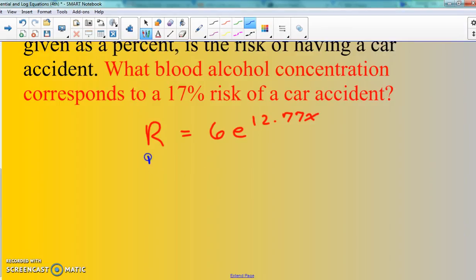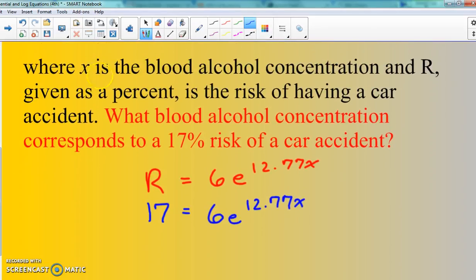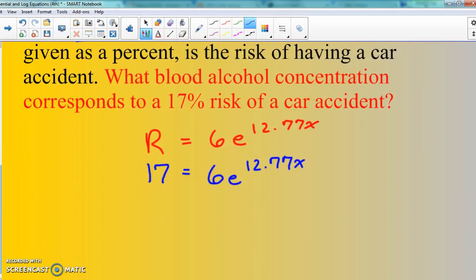Right, 17. We're trying to find the blood alcohol concentration, so that means we're going to find what X is, because we said up here at the beginning that X was our blood alcohol concentration. So here we're going to put 17 in there. We're not going to change to a decimal, because it's given as a percent. It didn't say change to a decimal.